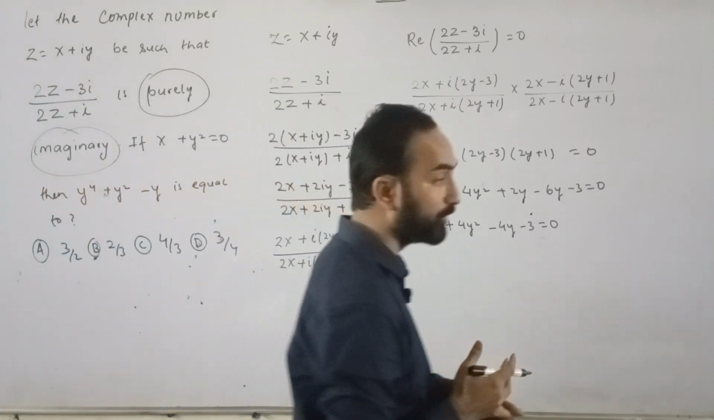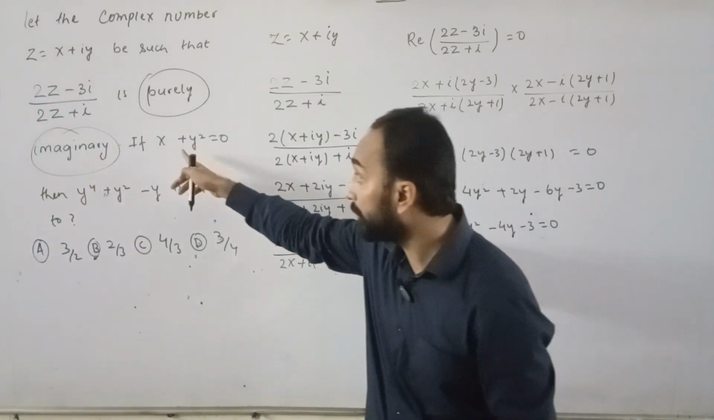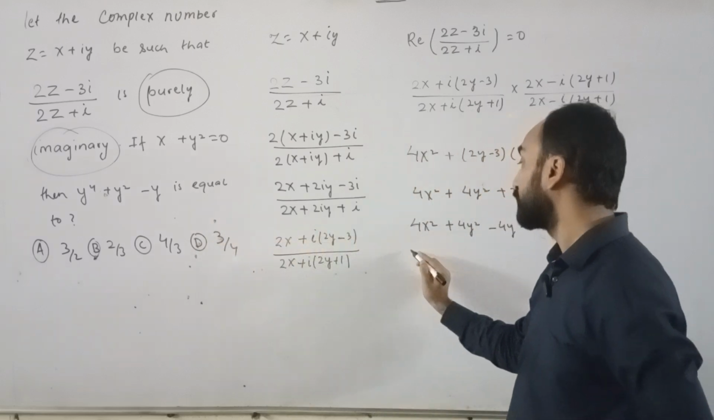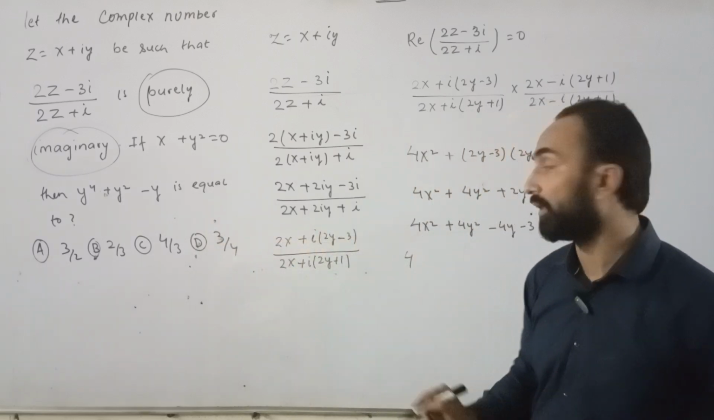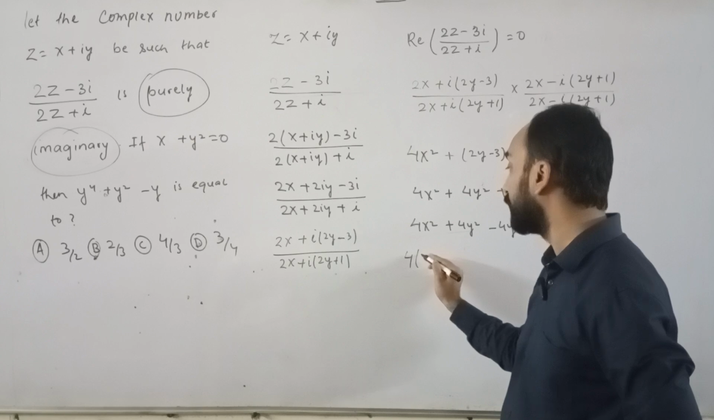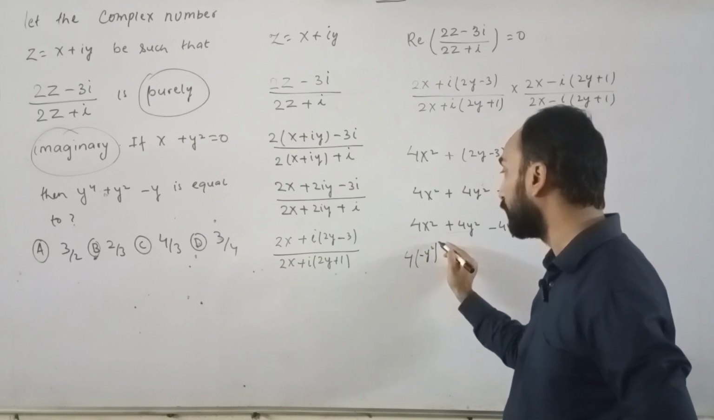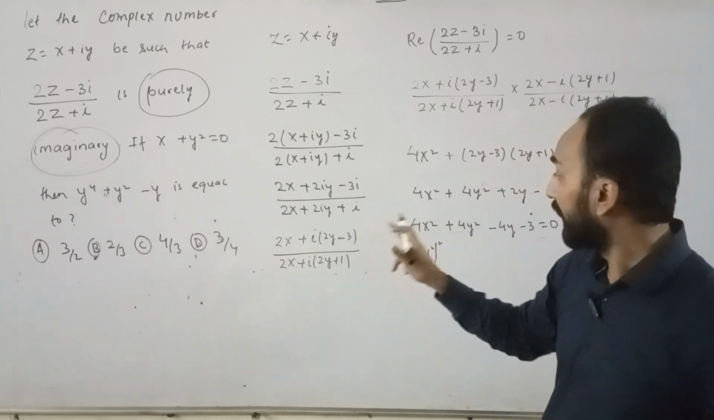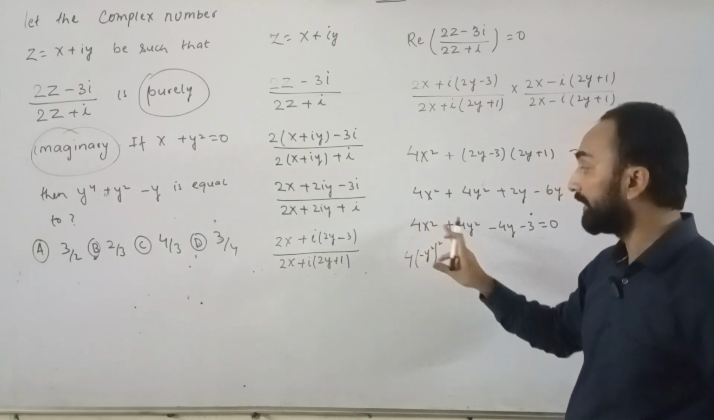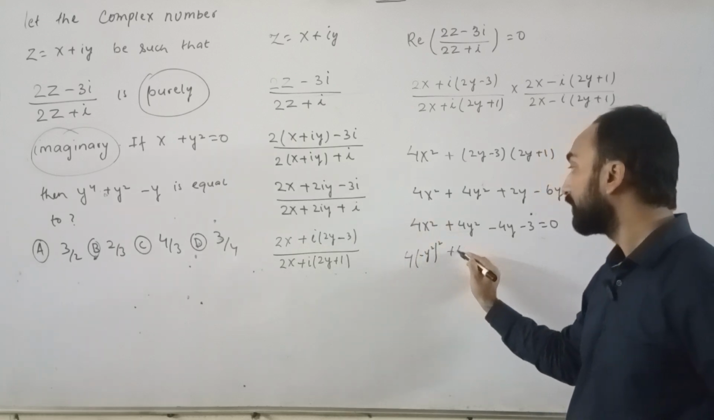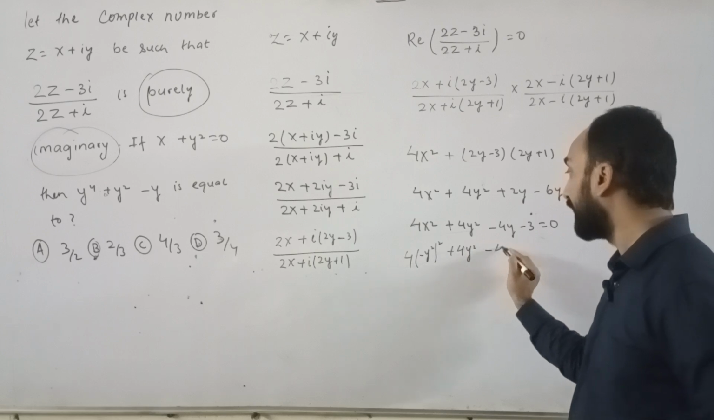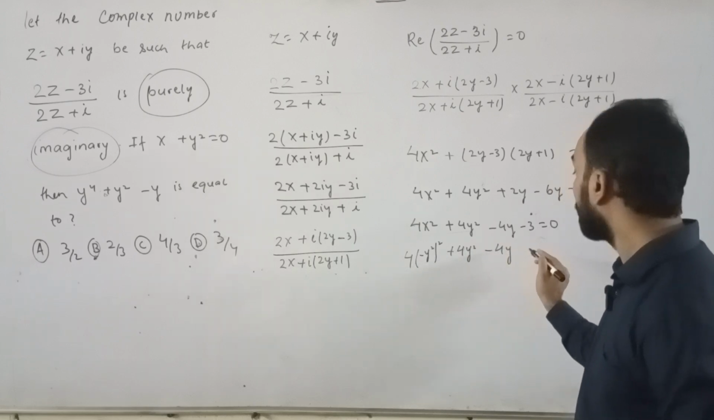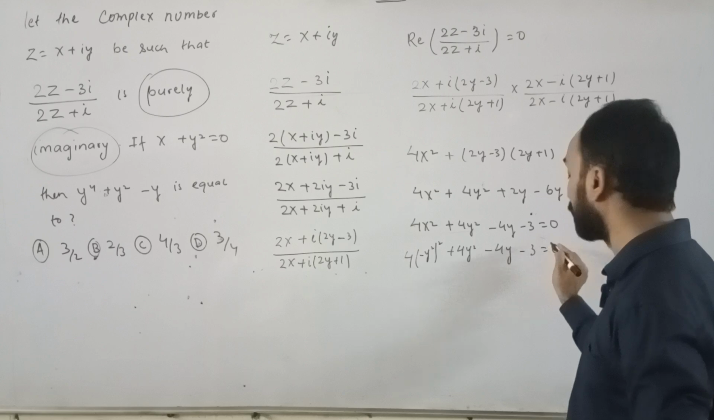One more equation is given, that is x + y² = 0. If x + y² = 0, then x can be written as −y². So x² is equal to (−y²)², and the equation becomes 4(−y²)² + 4y² − 4y − 3 = 0.